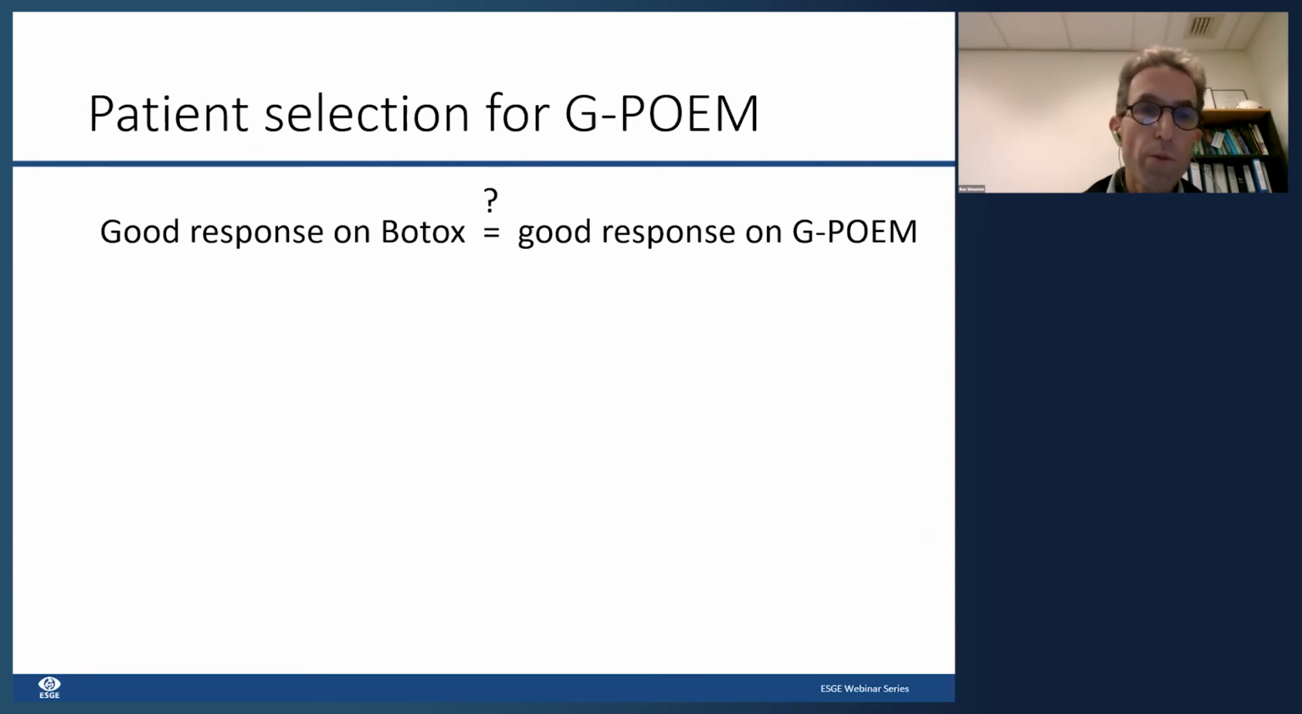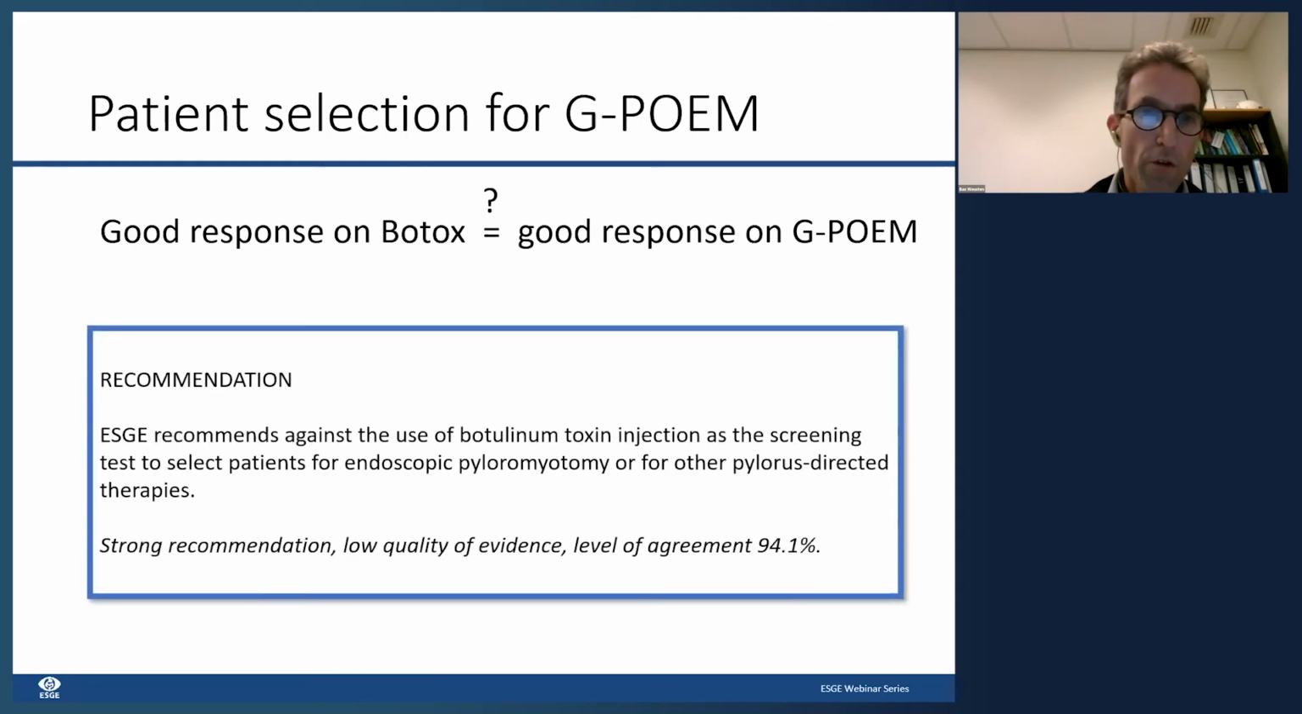Well, how to select patients for J-POEM? It might be reasonable to think that a good response to botulinum toxin injection would predict a good response to J-POEM, but there is little evidence to support it. So the ESGE recommends not to use botulinum toxin injection as a screening test to select patients for J-POEM or other pylorus-directed therapies. Also because of the potential downside of inducing fibrosis after botulinum toxin injection, which might hamper subsequent J-POEM.